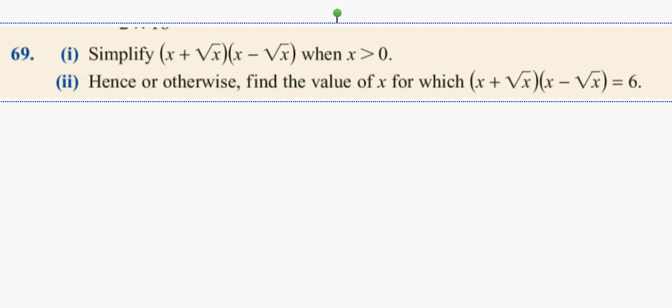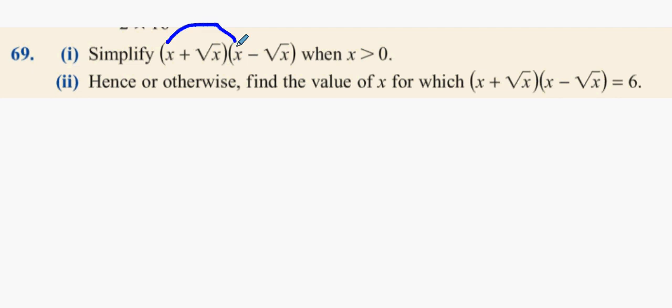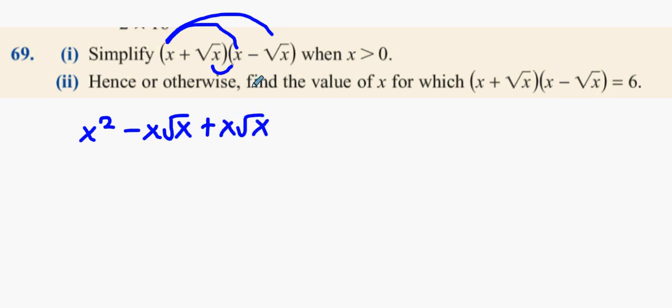Multiply these out. Simplify it. X times x. X times minus root x, which is minus x root x. Root x times x is x root x. Plus root x multiplied by minus root x. It's basically a root x multiplied by a minus 1 and another root x. Just pair off the two root x's and you'll get minus 1 x.